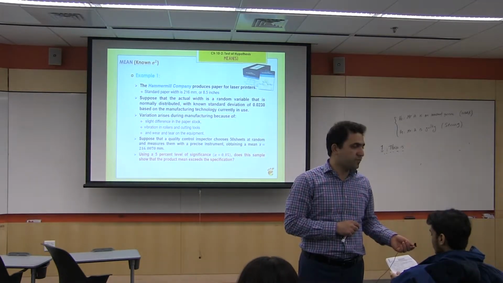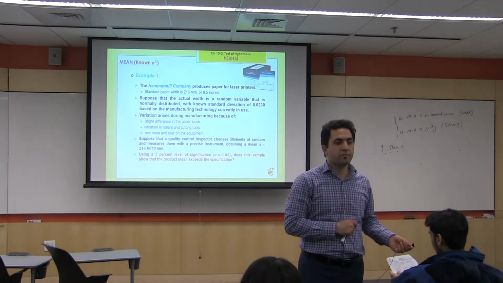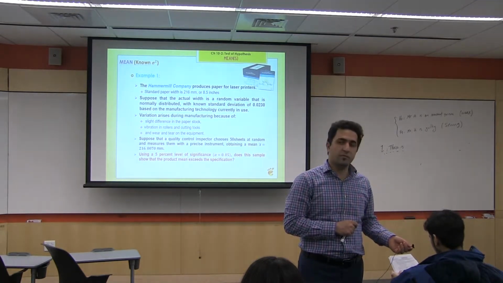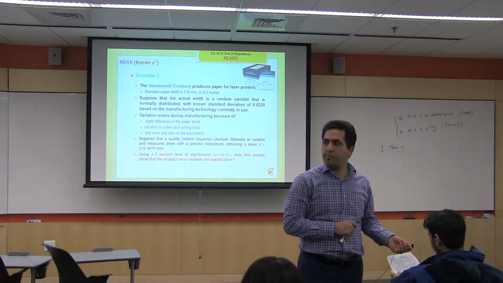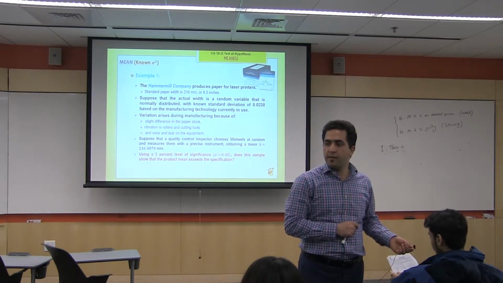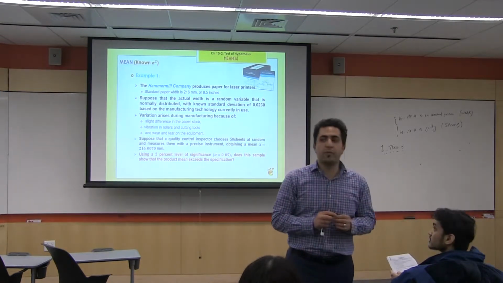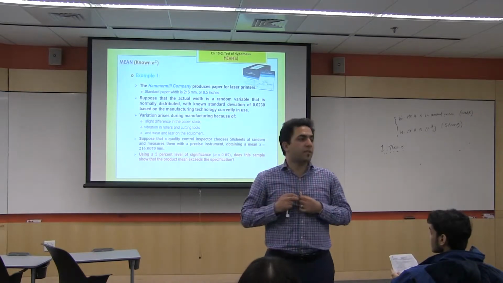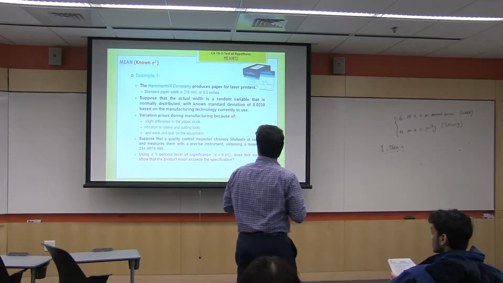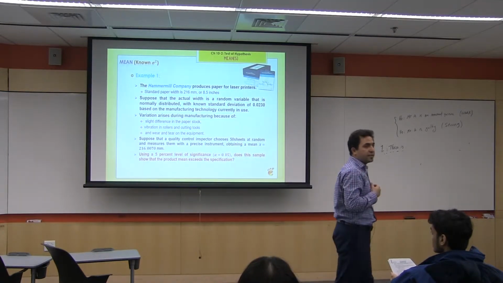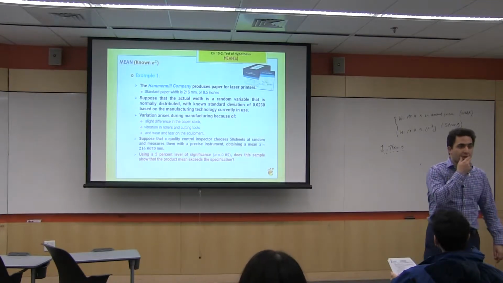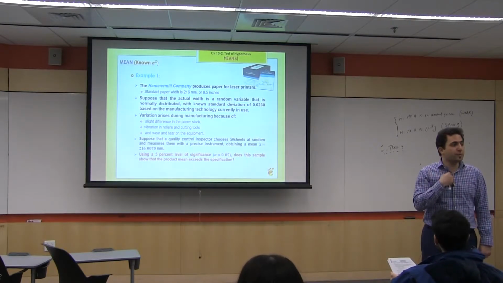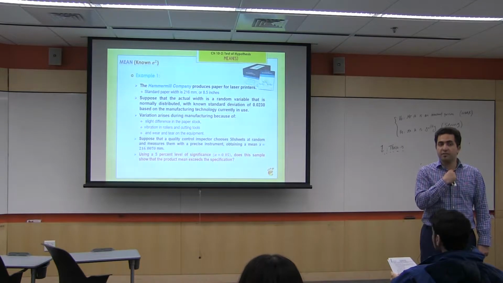Using a 5% level of significance, alpha equals 0.05, does this sample show that the product mean exceeds the specification? Okay. So we are concerned about what? We are concerned about the width of the papers not being greater than a certain value. Is that right? And that certain value in this case is 216.007.